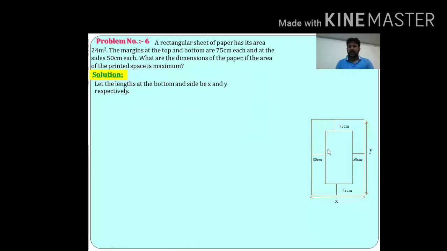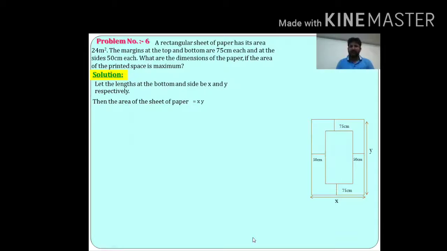Therefore, the area of the sheet of paper is equal to x into y. This is for a rectangular sheet of paper. Now, the dimensions for this printed space. Check for this printed space.